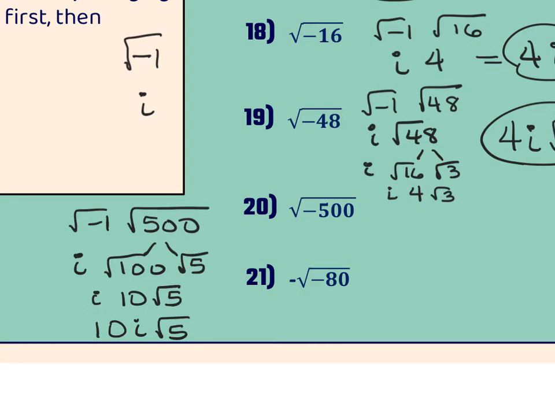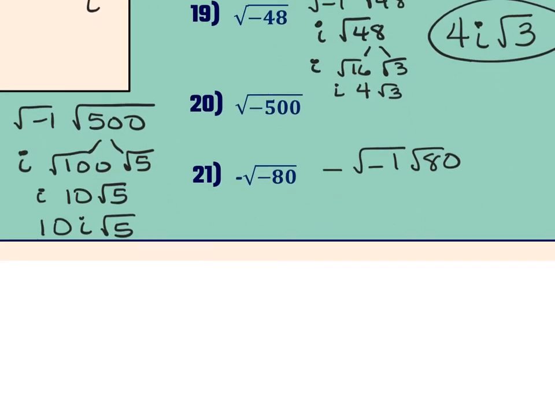Now 21 is a little different because there's a negative sign outside the radical. All that's going to happen here is that negative sign is just going to be in front of the answer at the end. So we'll go ahead and break down the negative 80 into negative 1 times 80. And then I need to break down the 80. You could do 2 and 40, 4 and 20. I'm going to do 5 and 16.